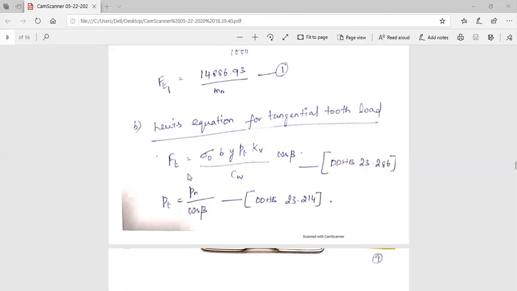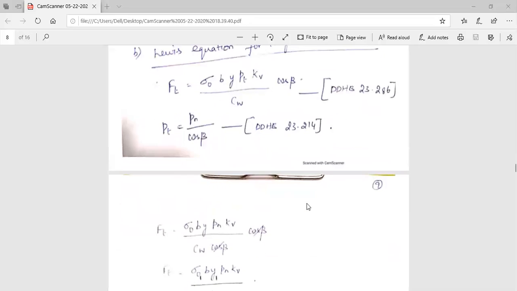So Ft is equal to... all the formulas are available in the data handbook. The Pt formula is available in the data handbook, equation number 23.214. That is the transverse circular pitch. Transverse circular pitch Pt equals normal circular pitch divided by cos beta. So Pt equals Pn divided by cos beta. The formula is available in the data handbook, equation number 23.214.